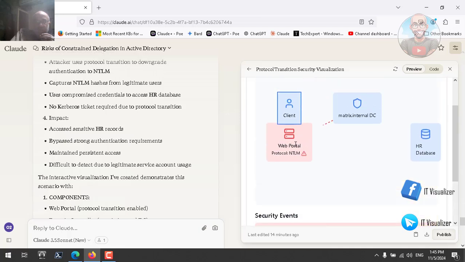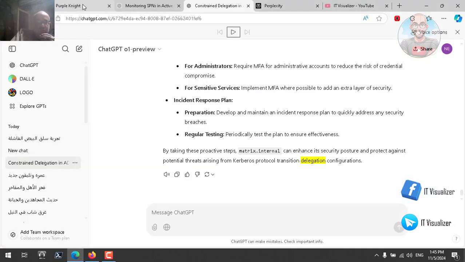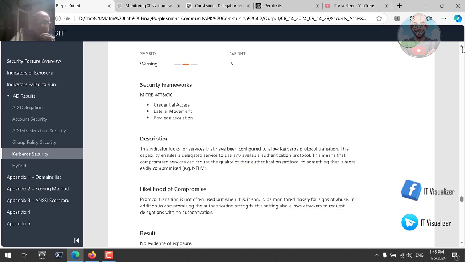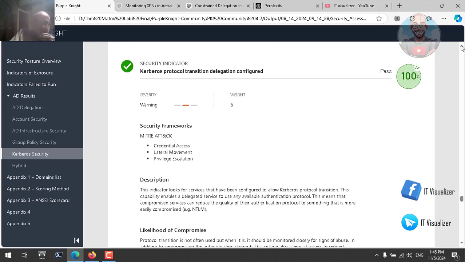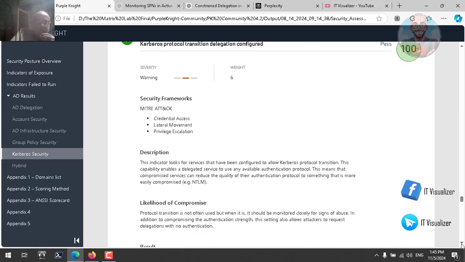The client, the web portal using NTLM, matrix. I think this is not a very good answer anyway, so I think we have 1 hour, so we will stop at this test, but I think you all have already understood what we mean by Kerberos protocol transition delegation configured.